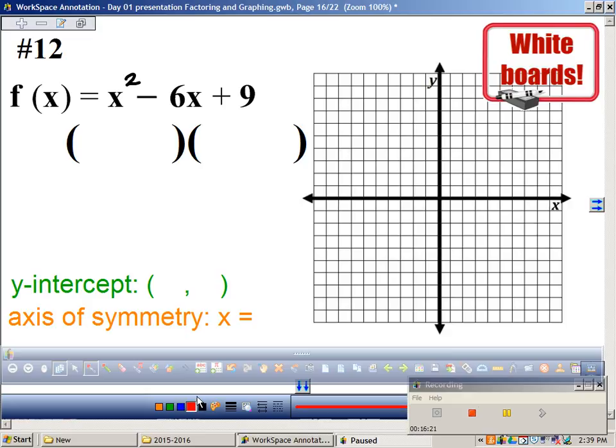Okay, so I've got an x squared, so that's for sure x and x. 9 can be factored into 3 and 3, but I need to make a negative 6x. How could I make 3 and 3 negative 6? No. They both have to be negative because negative 3 times negative 3 is positive 9.